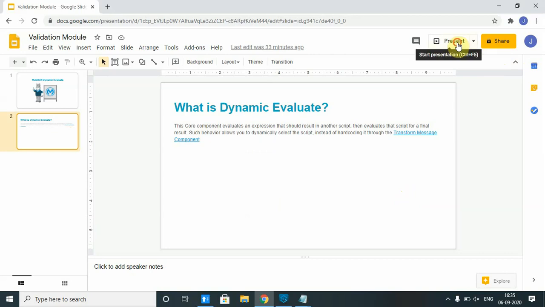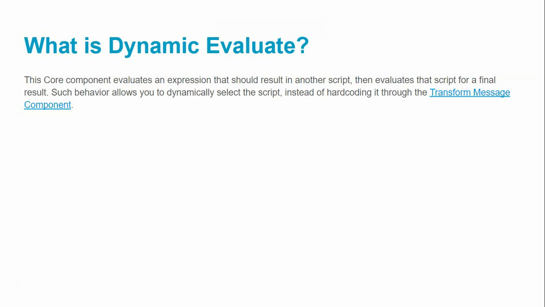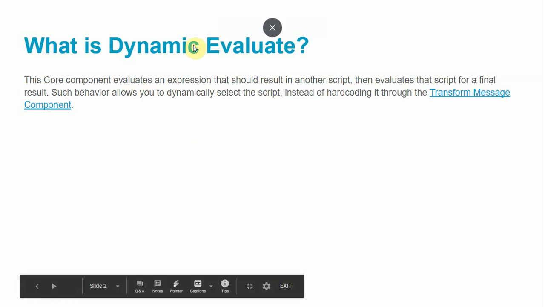Let me explain what dynamic evaluate is. This is a core component which evaluates an expression that should result in another script, then evaluates that script for the final result. Such behavior allows you to dynamically select the script instead of hard coding it in a Transform Message. Let me explain this statement.